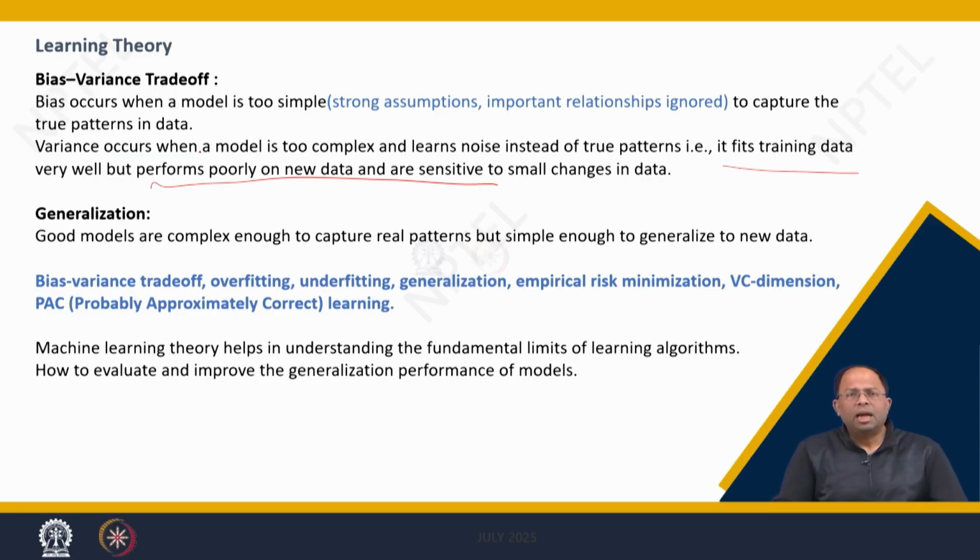So again, the terms you will learn in this particular aspect will be bias-variance trade-off, overfitting, underfitting, generalization, empirical risk minimization, VC dimension, probably approximately correct learning. All these different aspects you will learn. So machine learning theory helps in understanding the fundamental limits of learning algorithms, and how to evaluate and improve the generalization performance of models. That is part of the learning theory, and it is part of learning how to build machine learning models.